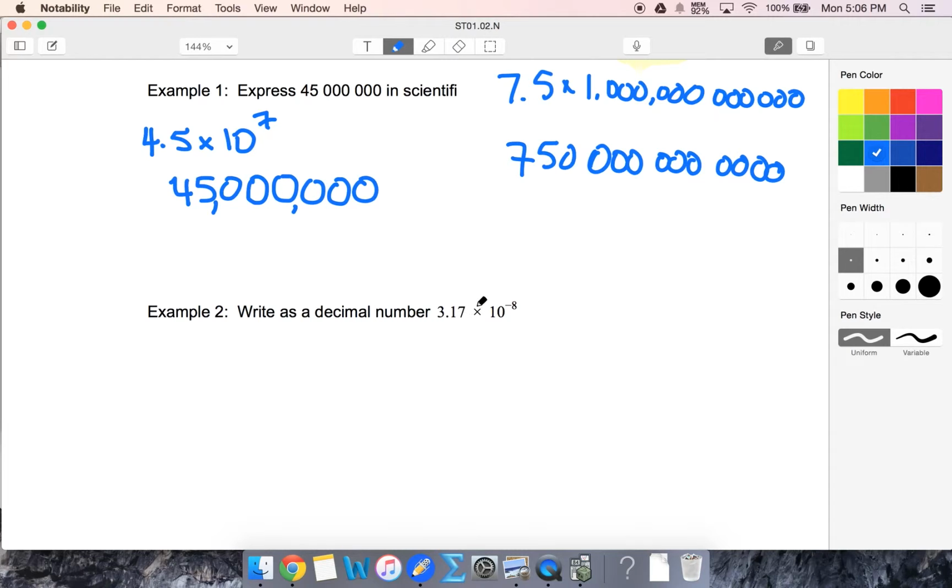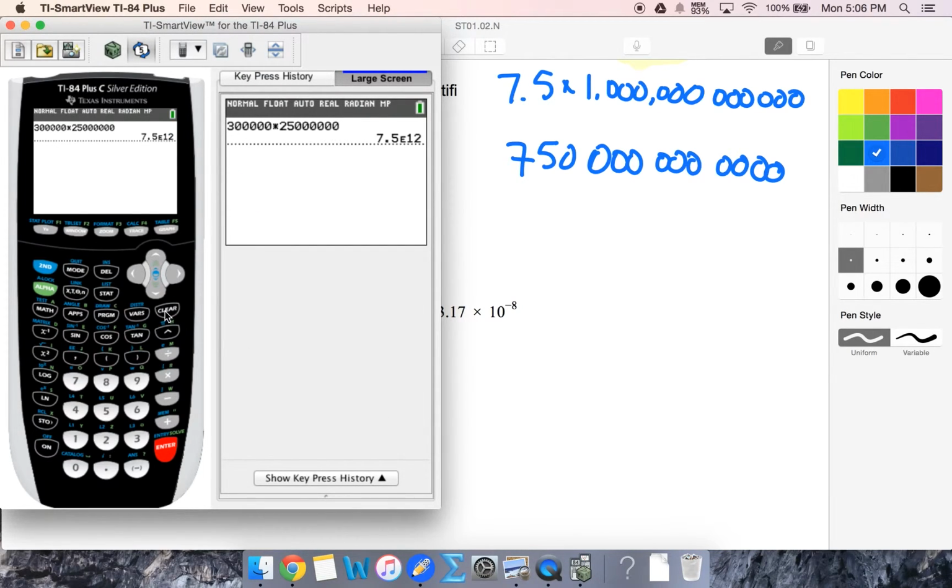Well, if I already have scientific notation and I want to write it as a decimal number, that means I'm going to expand this out. I can't remember if we've looked at this or not. 3.17 times 10 to the negative 8th. Well, let's test this in our calculator and see what happens. Clear this out. So we had 3.17 times 10 raised to the negative, not the minus, the negative 8th power. If I look at this, I still get my same scientific notation.